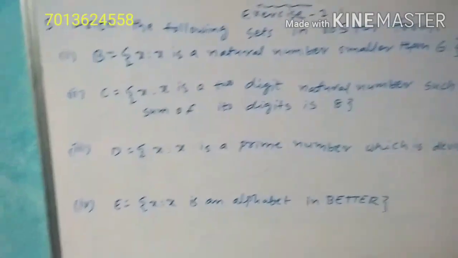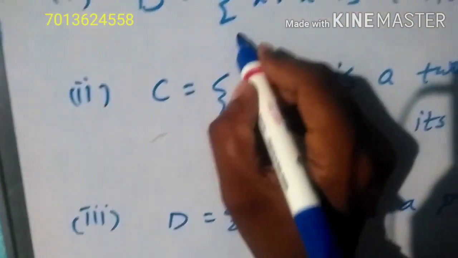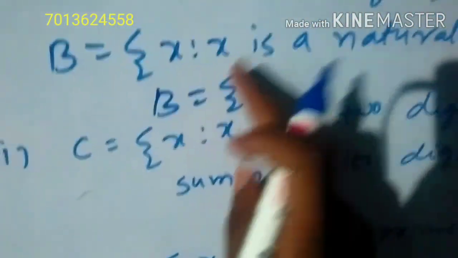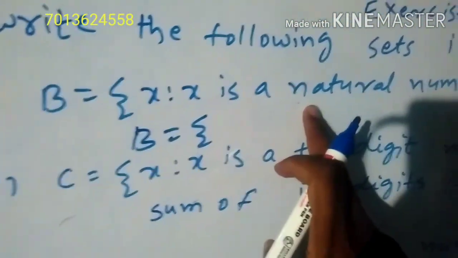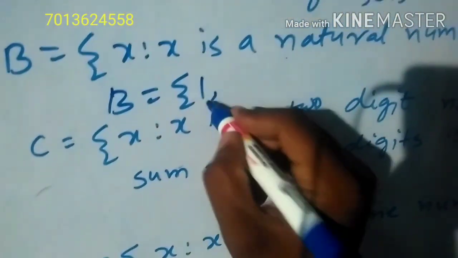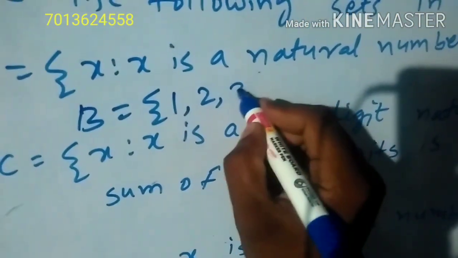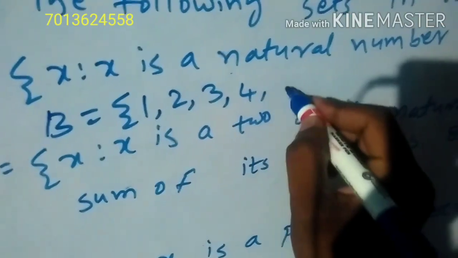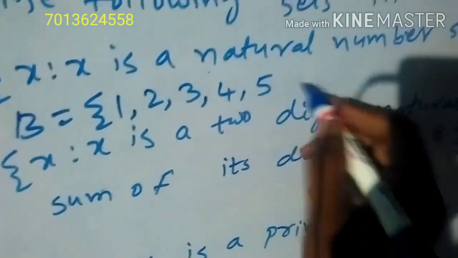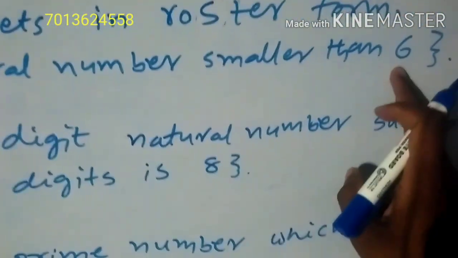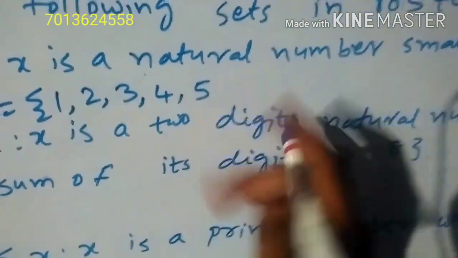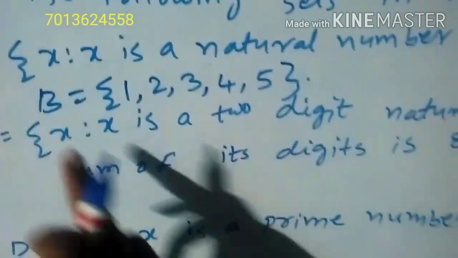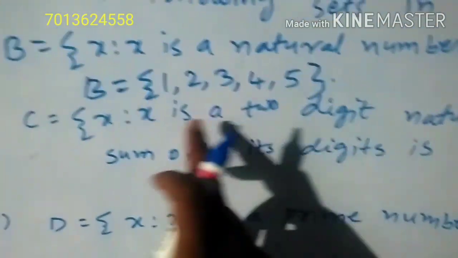So condition is x is a natural number. Set B is equal to x is a natural number, it is smaller than 6. So natural numbers are starting from 1. So 1, 2, 3, 4, 5, and it is smaller than 6. Smaller than 6 means 1, 2, 3, 4, 5. So this is the answer. B is equal to 1, 2, 3, 4, 5.